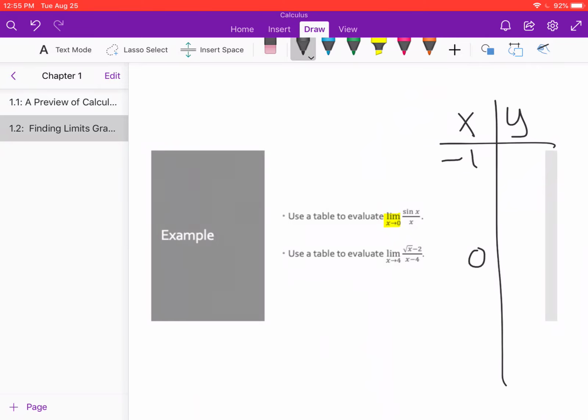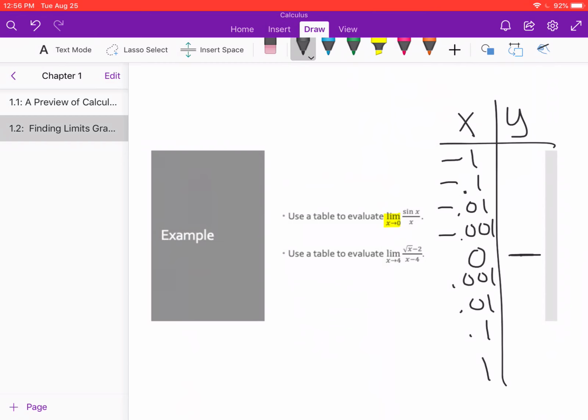Okay, let's get closer. Let's do -0.1. And we want to get closer yet, so what about -0.01 and -0.001? I'm going to do the same thing on the positive side. So I'm going to do 0.001, 0.01, 0.1, and 1. Notice that 0 is undefined, so we can't plug 0 in. Remember, if you divide by 0, you get an error. It doesn't work. So let's find our values.